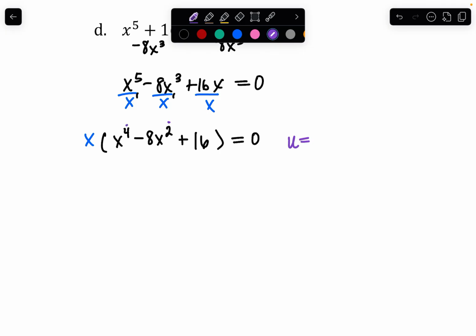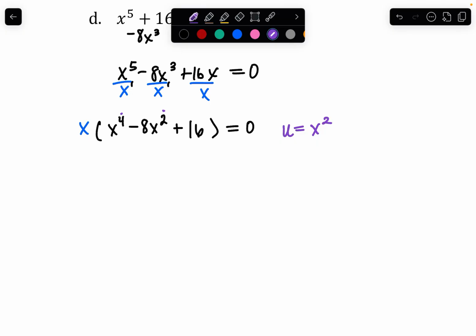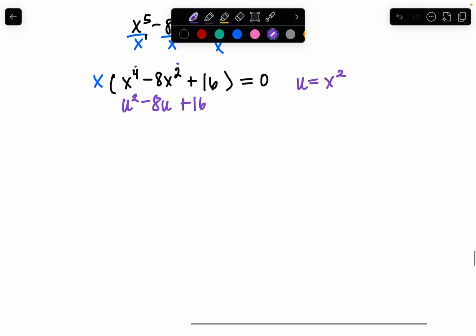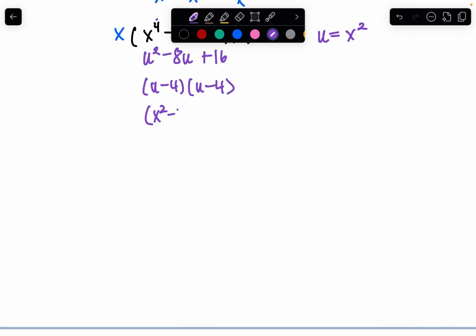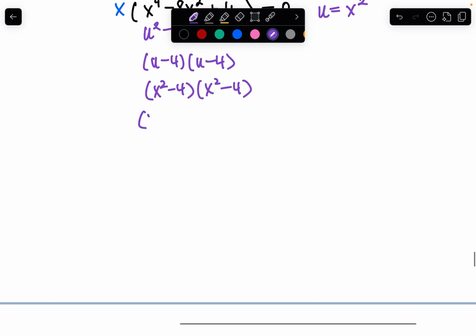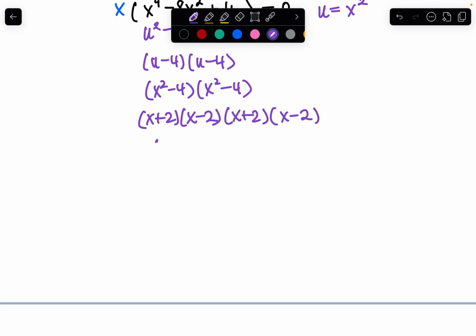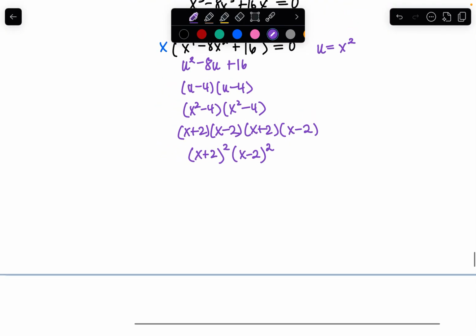I have a 2-to-1 ratio, and so if I let u equal x squared, this would be u squared minus 8u plus 16, which factors to u minus 4, u minus 4. And so when I put the x squared back, I have x squared minus 4, x squared minus 4. And both of those are difference of squares: x plus 2, x minus 2, x plus 2, x minus 2. Okay, and so if you wanted, you have 2 x plus 2 factors, so you can write that as x plus 2 quantity squared. You have 2 x minus 2 factors, you can write that as x minus 2 quantity squared.